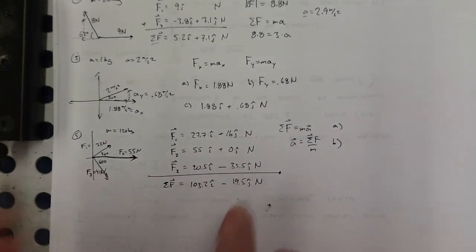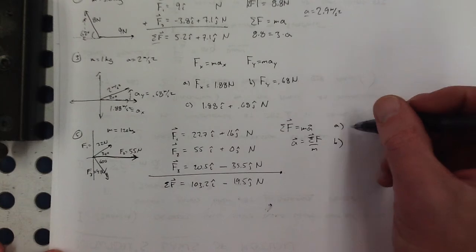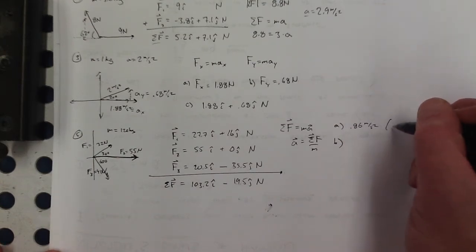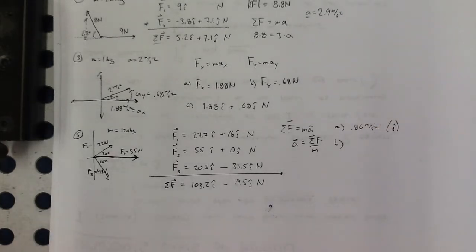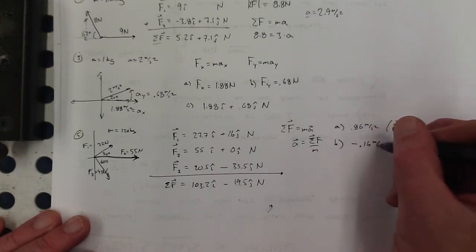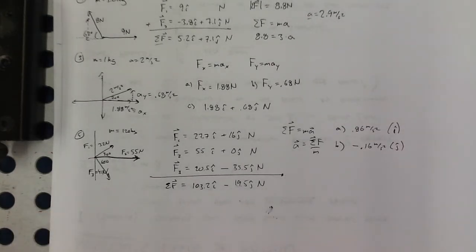So I just need to divide those. 103.2 divided by 120 is .86 meters per second squared. That's the I component. And then negative 19.5 divided by 120 is about negative 0.16 meters per second squared in the J direction.